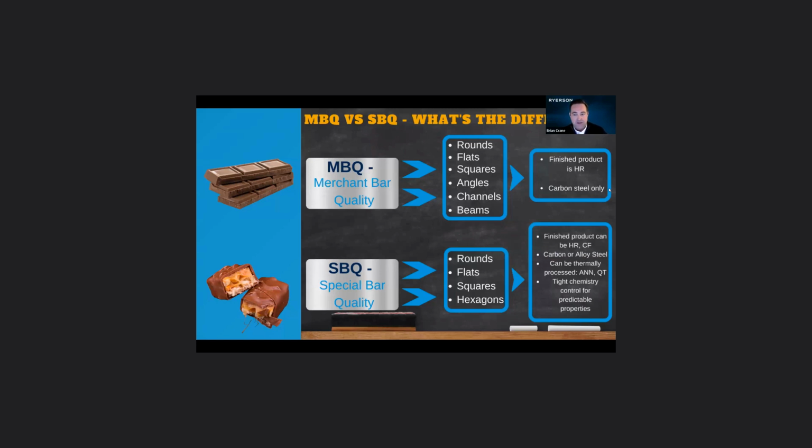SBQ bars are engineered for very specific applications, sometimes called engineered bars. These applications have tight tolerances, demanding chemistries, and mechanical properties that merchant bar just can't hit. Key end uses for SBQ include drive shafts for automobiles and boats, gears, bearings, and aerospace applications.